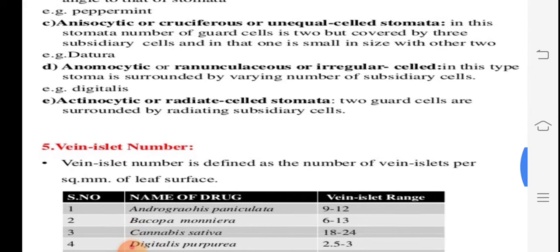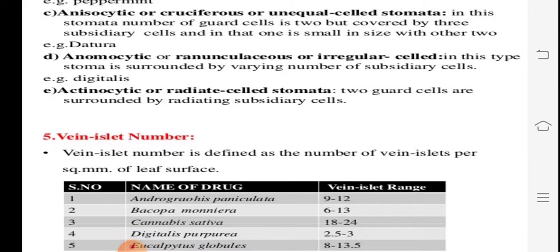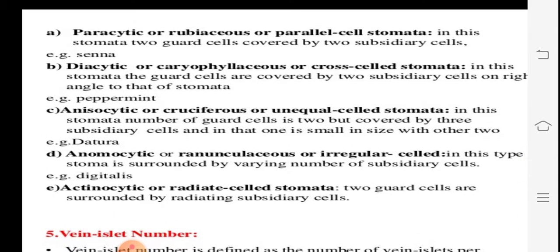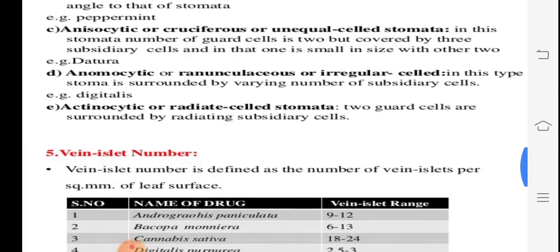Third, anisocytic, that is the cruciferous members, mustard etc. are examples. In anisocytic there are two guard cells but three subsidiary cells, one is smaller, one is larger, and one is medium. Then anomocytic, Ranunculus type, I think in SYBSc in anatomy we have seen. So please see their diagrams. So these are the four types, right? Parasitic, diacytic, anisocytic, and anomocytic.